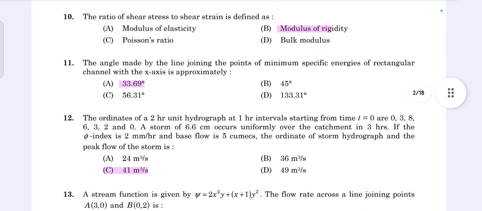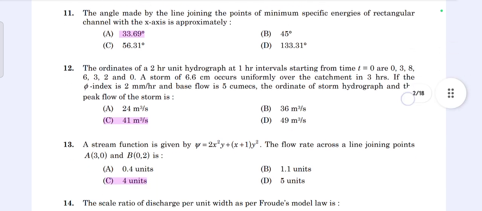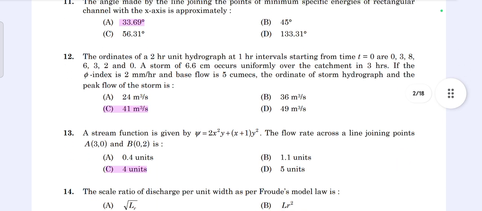The angle made by the line joining the points of minimum specific energies of rectangular channel with the x-axis is approximately 33.69 degree. The ordinates of a 2-hour unit hydrograph at 1-hour intervals starting from time t equal to 0 are 0, 3, 8, 6, 3, 2 and 0.